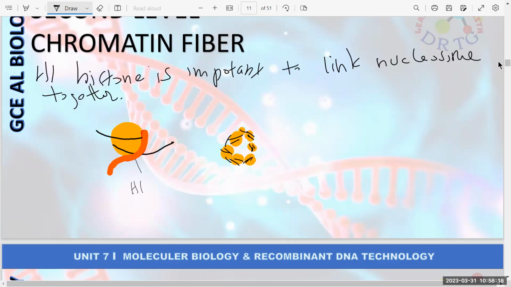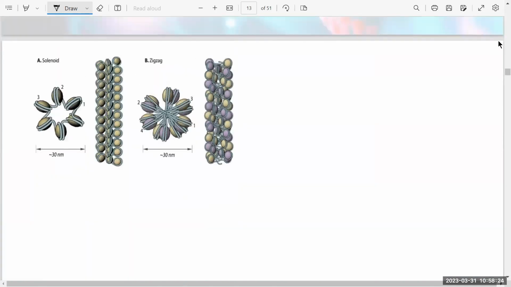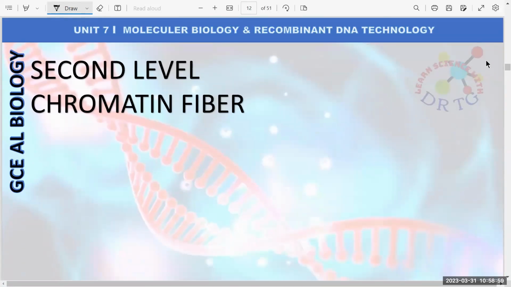So if we want to see how it looks like now, it is like this. Don't worry about these different names, solenoid and zigzag, because scientists are trying to make a model. After they bring together, this is the appearance and this is the appearance. So they give different appearances. But we can understand, looking at this picture, all nucleosomes are joined together now. They're very close to each other. So this is going to make this chromatin fiber.